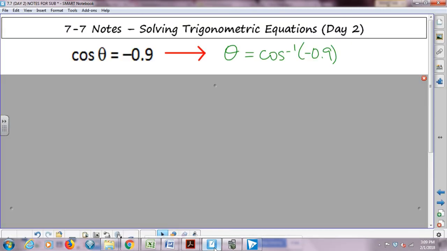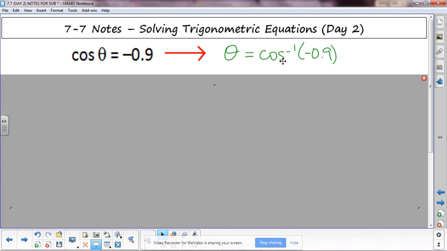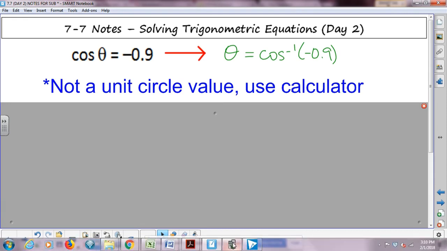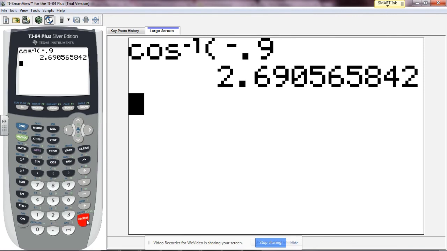This one says cosine of theta equals negative 0.9. So therefore, I know theta equals the inverse cosine of negative 0.9, or the angle whose cosine is negative 0.9. We're still sticking with radians today because these are problems out of the book. It's not a unit circle value, so you have to use a calculator. You press second cosine for inverse cosine, and then do negative 0.9. Enter. Okay, so it tells me that the principal value where the cosine equals negative 0.9 is about 2.69.